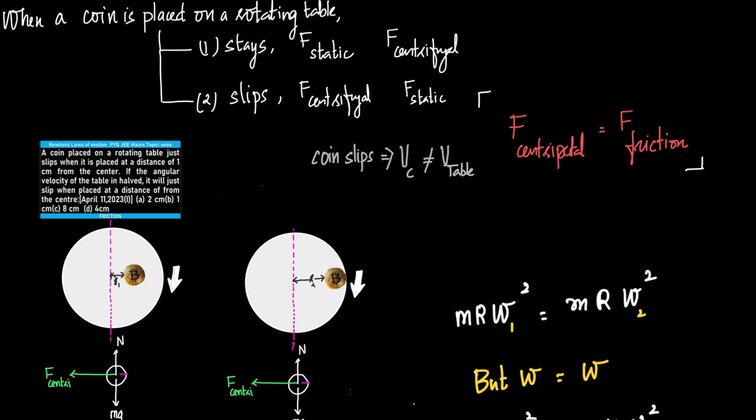I have written it over here. When a coin is placed on a rotating table, it stays and it slips. You will complete this equation: the relationship between F static and F centrifugal. Is it less than, or is it greater than? Okay, so that's what you have to do. Now if you know the answer, you can do that directly.